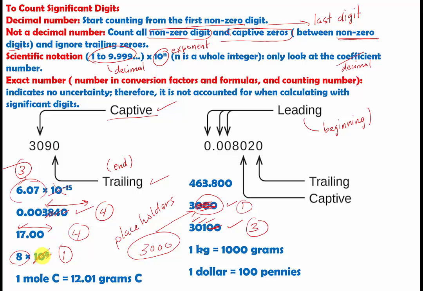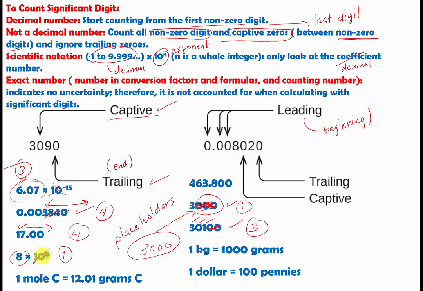One of the last types of number that we have is called an exact number. Exact numbers are the numbers that you see in conversion factors, formulas, or counting numbers. There is no uncertainty in these numbers. So therefore they have an infinite number of significant digits.